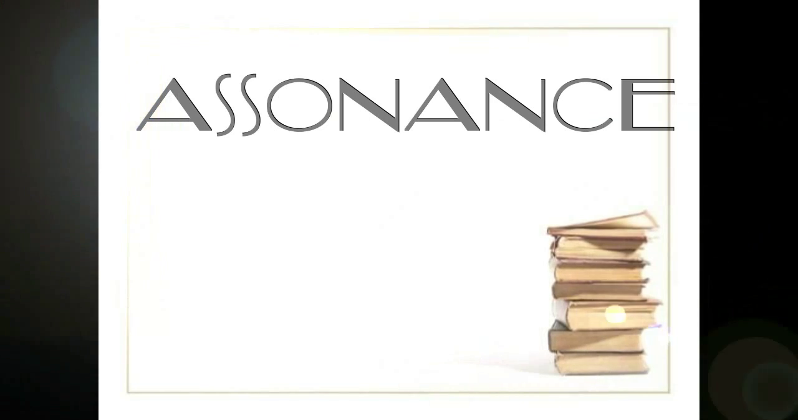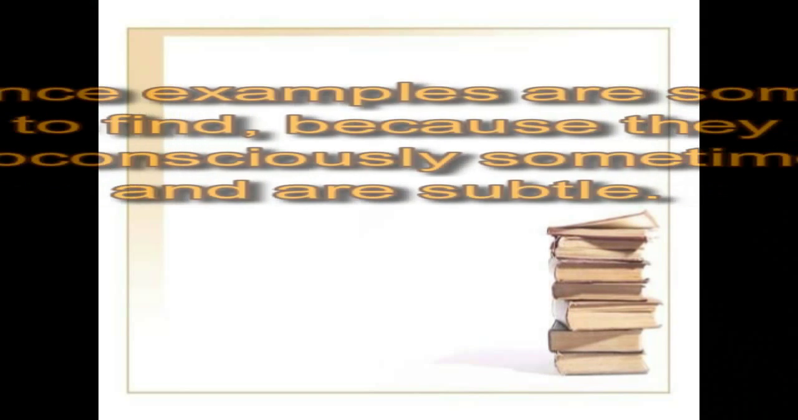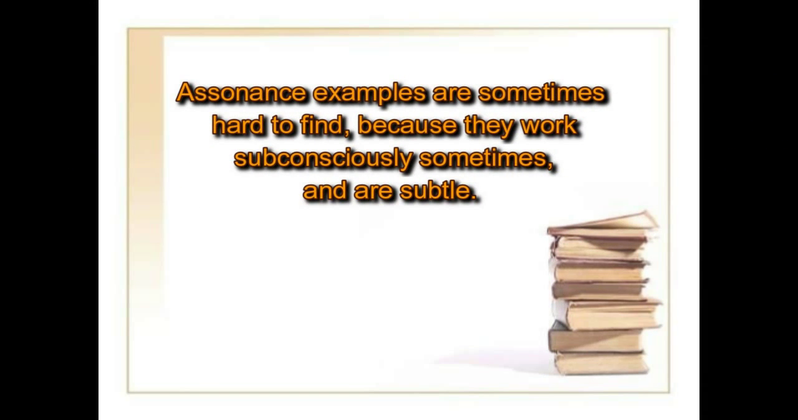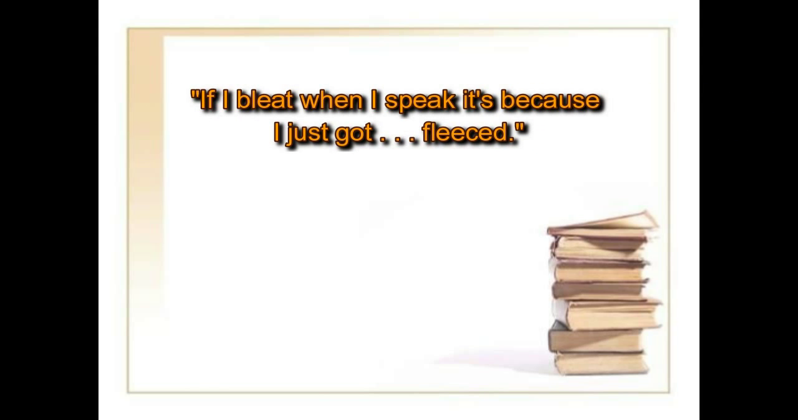Assonance. Assonance examples are sometimes hard to find because they work subconsciously and are subtle. The long vowel sounds will slow down the energy and make the mood more submerged, while high sounds can increase the energy level of the piece. For example, if I bleat when I speak, it's because I just got breathe.